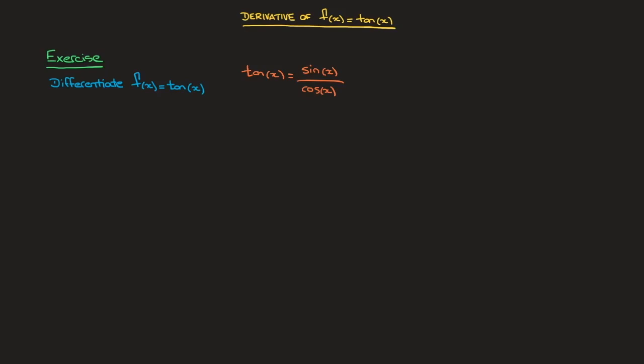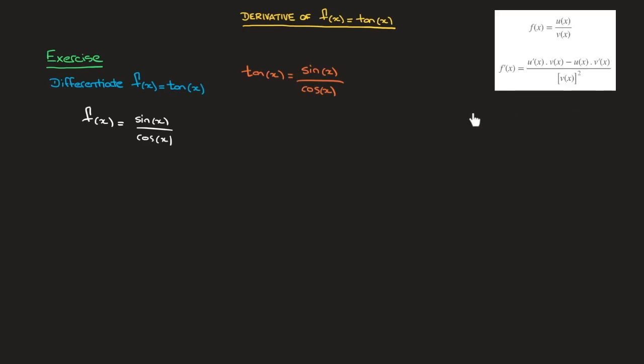With that in mind, we can rewrite our function f of x as just that, so that's sine of x over cosine of x. And now, since f of x is one function being divided by another, to differentiate it, we use the quotient rule, which, if you need any reminding, is shown in the upper right-hand corner here.